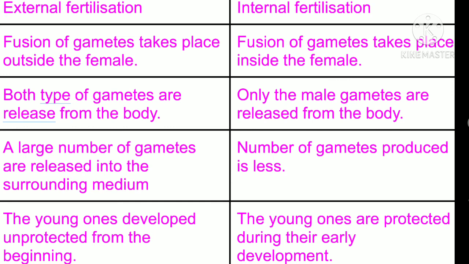In external fertilization, the young ones develop unprotected from the beginning because fertilization takes place outside the body. So the parents will not take care of them. They are unprotected from the beginning. But in internal fertilization, the young ones are protected during their early development because they develop inside the womb, inside the female body. So they are protected from early development. So this is the difference between internal fertilization and external fertilization.